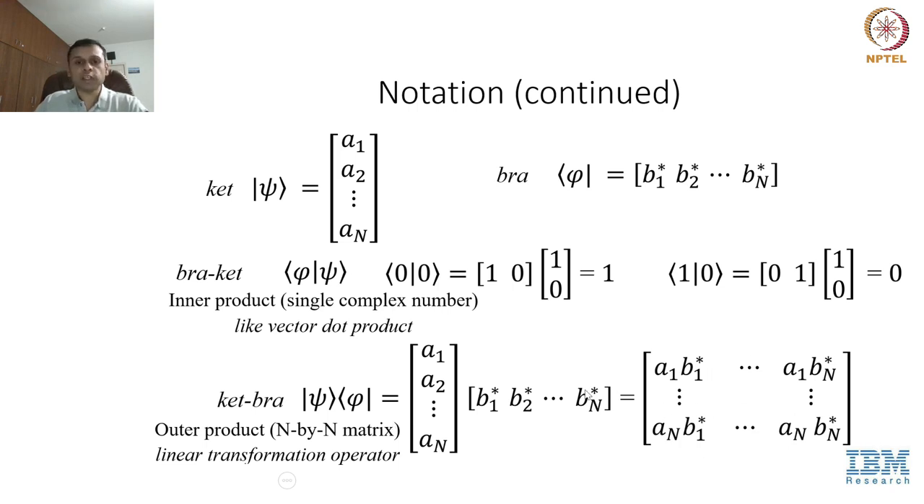But then in linear algebraic terms, any matrix is a linear transformation operator, right? So you end up producing a different kind of operator. And you will see this kind of operator will come in very handy when we do quantum computational calculations. And having a shorthand of this form, the ket bra, instead of this big matrix, can be very useful.